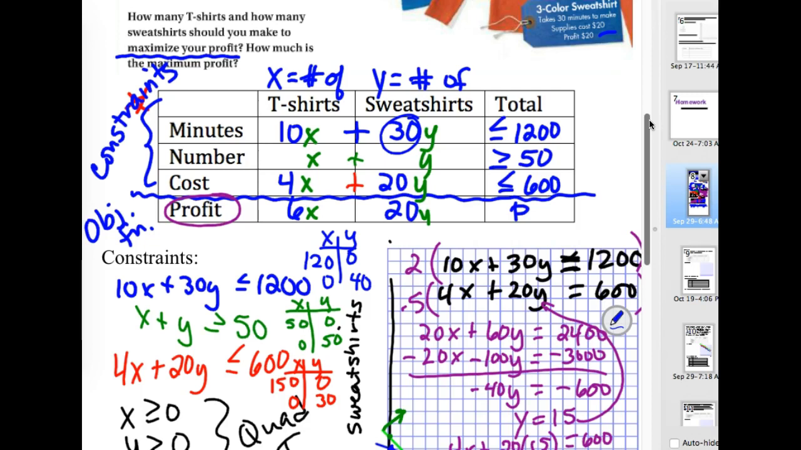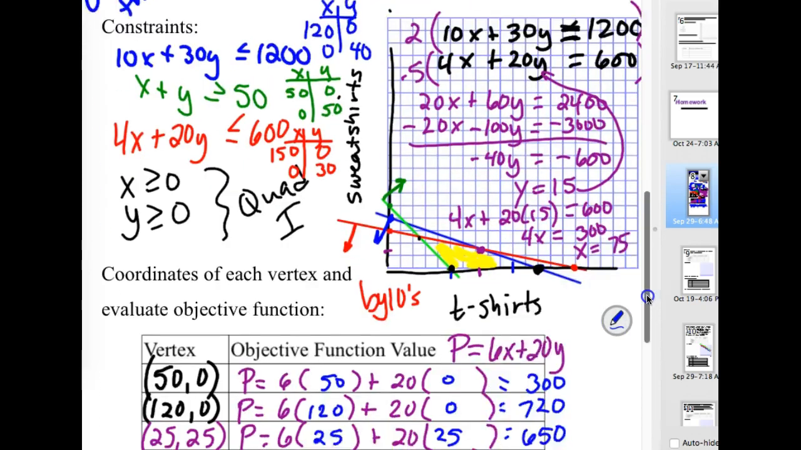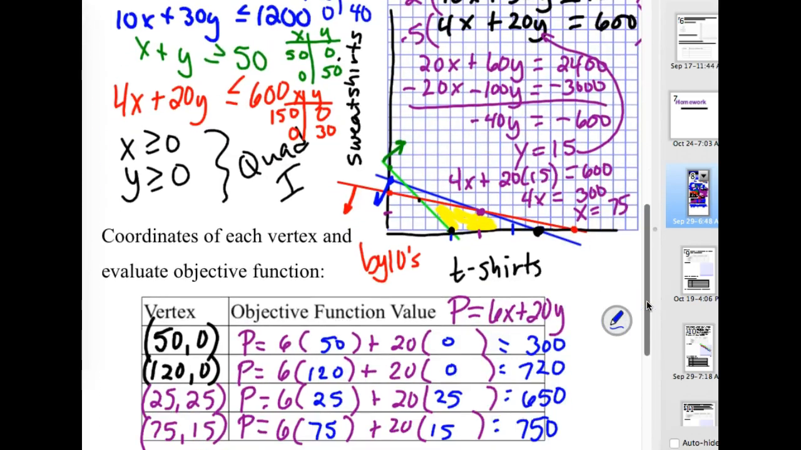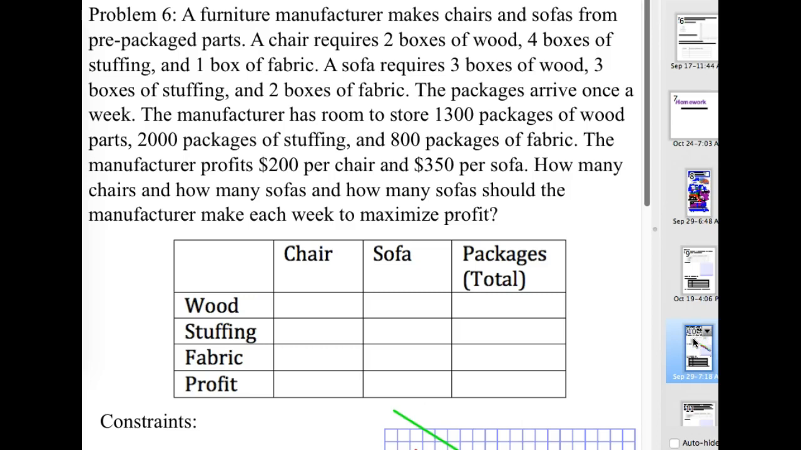Yes? Would that affect my vertices? Yes. So I'm now getting different vertice options. I'm going to get different amounts of profit possibilities, right? It would change everything a little bit. Okay. All right, so let's move on to the next one. So we're not going to do that one.